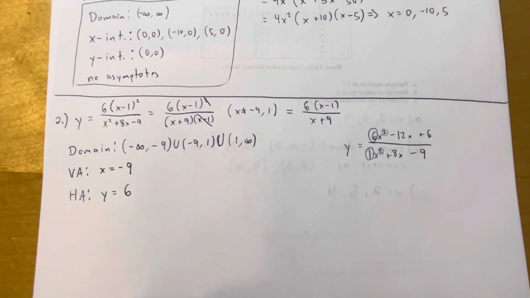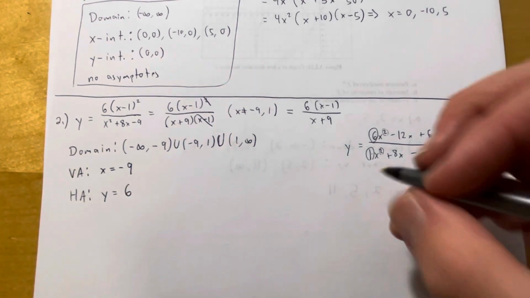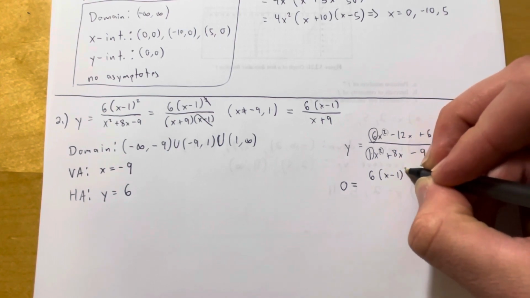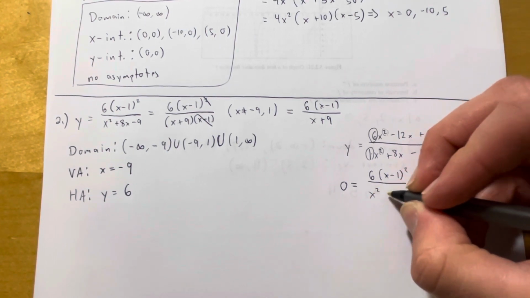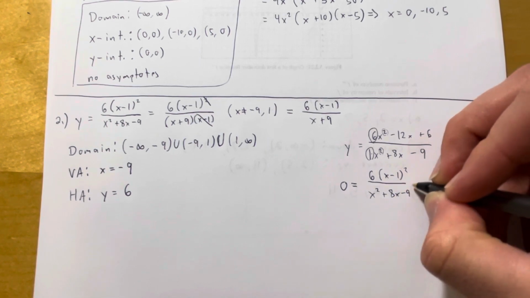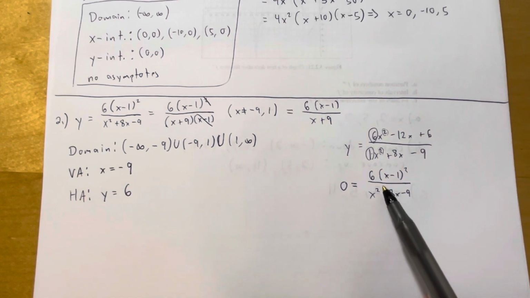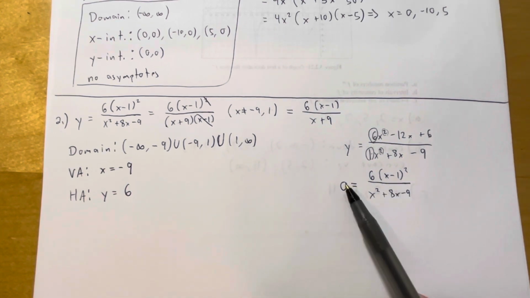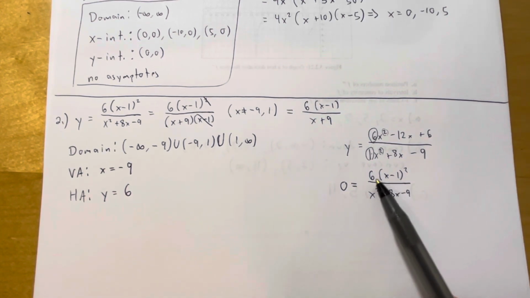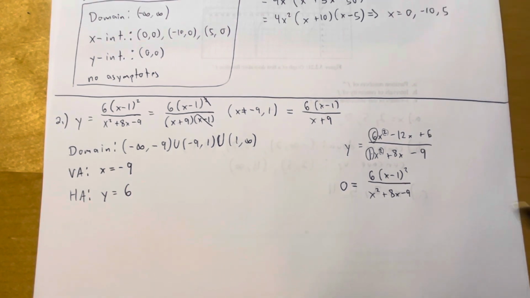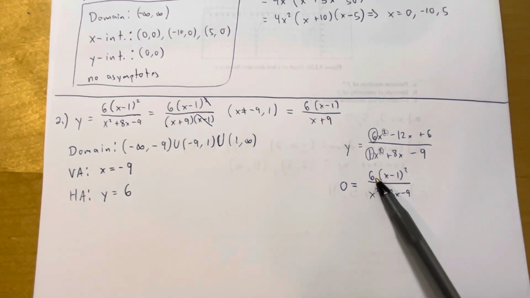What about x and y intercepts? Well, again, we get x intercepts from setting y equal to 0 and solving for x. So if I set 0 equal to 6 times x minus 1 squared over x squared plus 8x minus 9, and if I try to solve this, then I could multiply both sides by this denominator, which would give me 6 times x minus 1 squared equals 0, and then x would have to equal 1 in that case. So if x equals 1, my numerator will come out to 0.